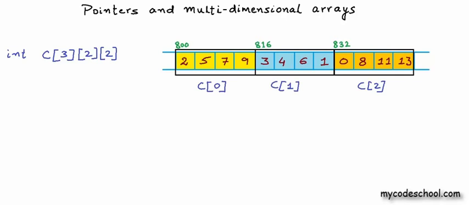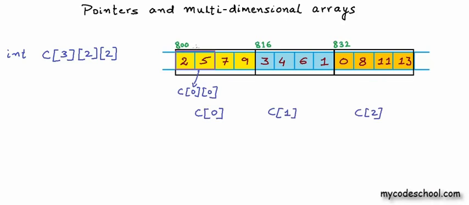I have assumed that the starting address of C is byte addressed 800. The first 16 bytes starting address 800 is my first 2-dimensional array. I am assuming that each integer will take 4 bytes. So all these cells in yellow are part of the first 2-dimensional array. The next block of 16 bytes starting address 816 is C1, and the next block of 16 bytes starting 832 is C2. We can further break down the 2-dimensional arrays into one-dimensional arrays.